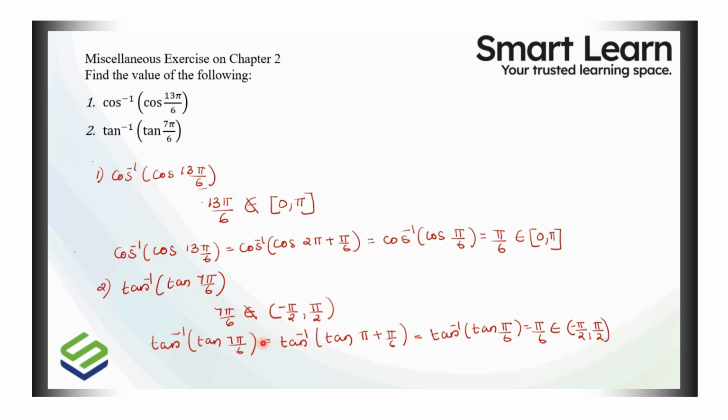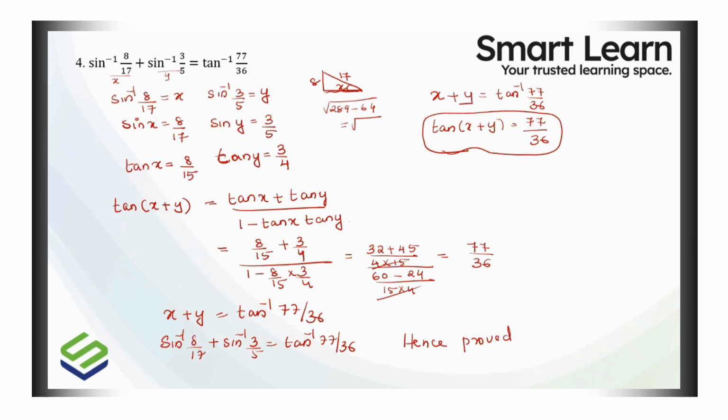So what will you do? You can write 7 pi by 6 as pi plus pi by 6. Look, 6 into pi, 6 pi plus pi, that is 7 pi, correct? So here tan of pi plus, that is the third quadrant. In the third quadrant tan is positive. So what will be our angle? Pi by 6. So pi by 6 belongs to our principal value branch minus pi by 2 comma pi by 2.